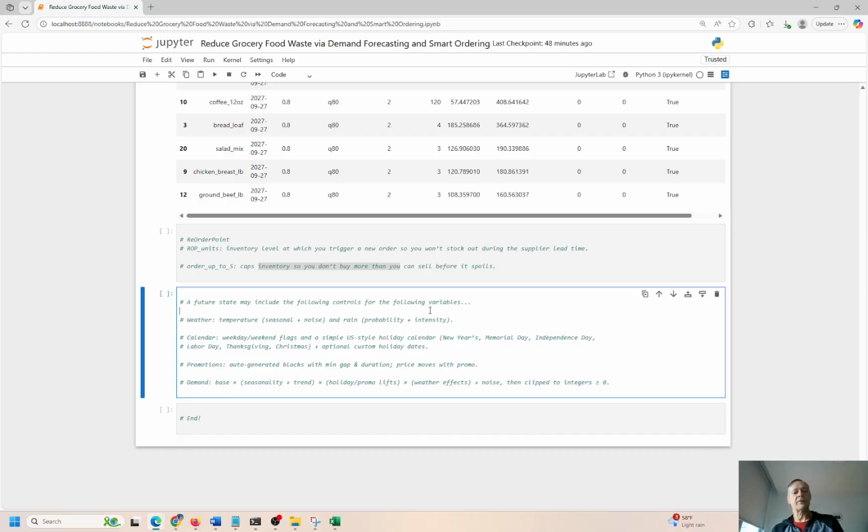So just to wrap this up, in conclusion, I think a good future state might include things like weather, temperature, seasonal patterns, rain, probability, and intensity. So I didn't address these because this case study is already pretty long.